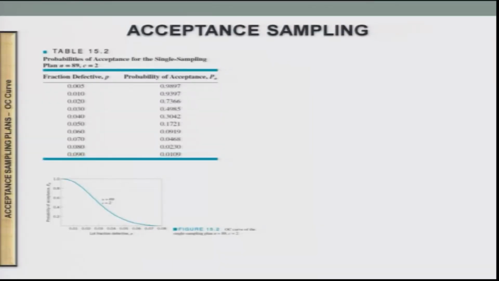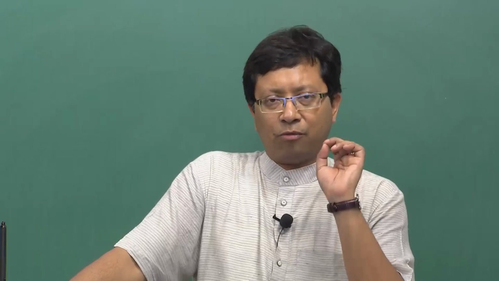Now, if you have the probabilities of acceptance for the single sampling plan as per Table 15.2, let me mention this table has been taken from the Montgomery book, which you are trying to follow for our TQM1 course, and it will be followed for our TQM2 course, which will be floated later on. So, probabilities of acceptance for the single sampling based on small n is 89 and C, which is the total number of defects you can have, is 2. The overall fraction of defectives is given in the first column, and the probability of acceptance.